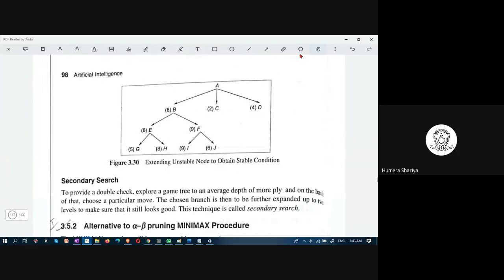Next one is extending the unstable node to obtain a stable condition. Further, this node is extended to find whether any stable condition exists. Because the stable condition exists, now this tree can be considered as stable.